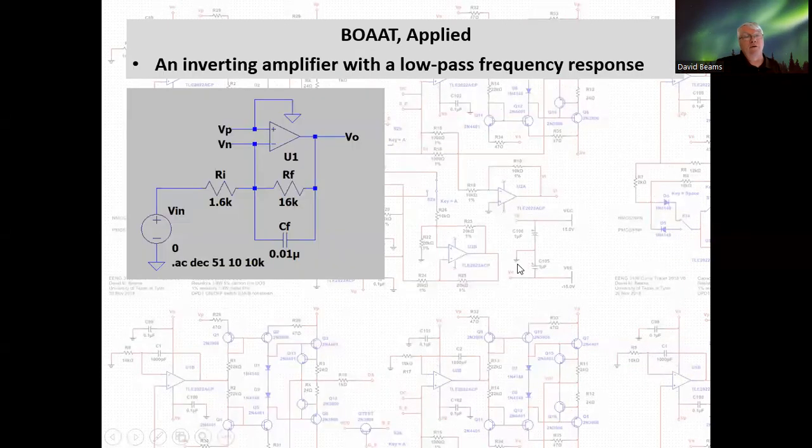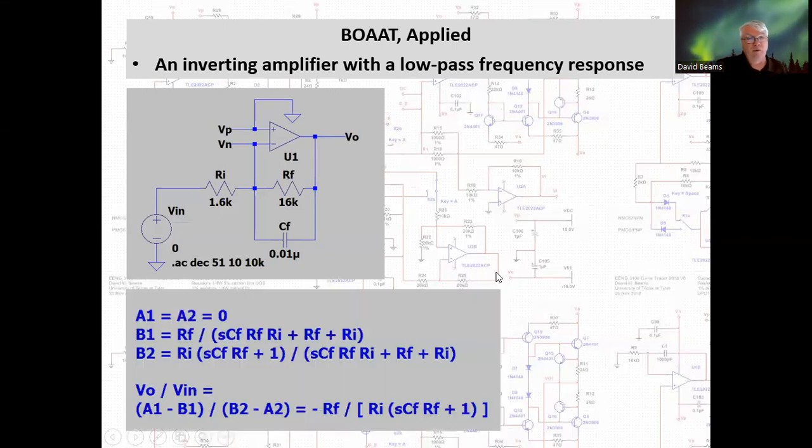Let's take a look at another circuit, an inverting amplifier with a low-pass frequency response. Here, A1 and A2 are both 0. B1 is determined by forcing V out to 0 while applying V in. You can see there's an RC voltage divider with RF and C sub F as the lower branch and R sub I as the upper branch.